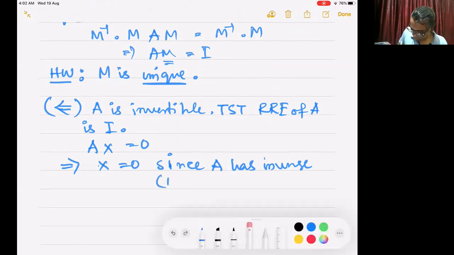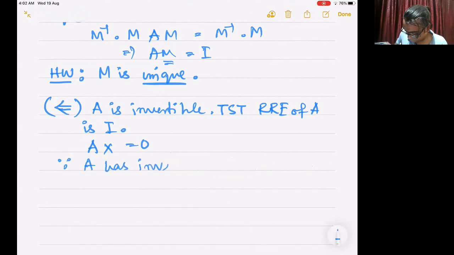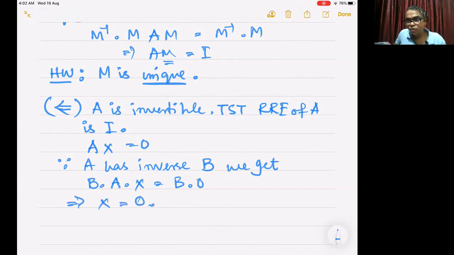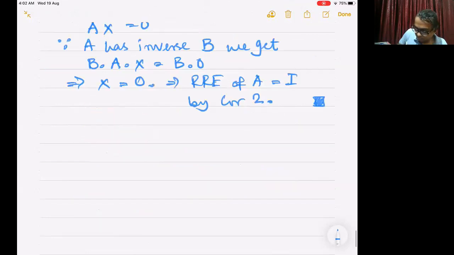Let me write this a little more properly. Since A has inverse B, we get B times A times X equals B times 0. This is the same as X is equal to 0. So X equal to 0 is the only solution, but this implies RRE of A is equal to identity. This is by corollary number 2. This completes the proof of corollary number 3.